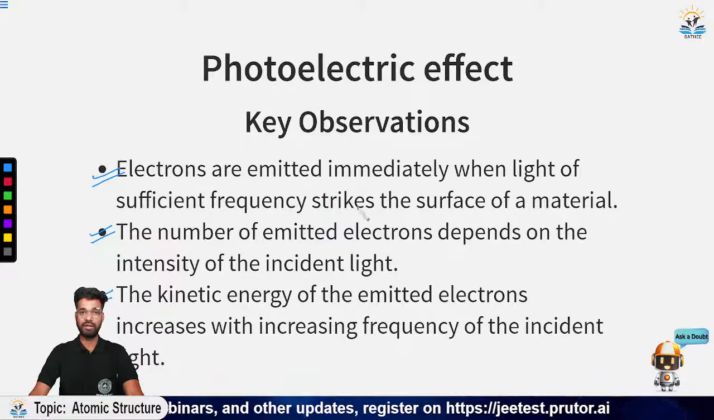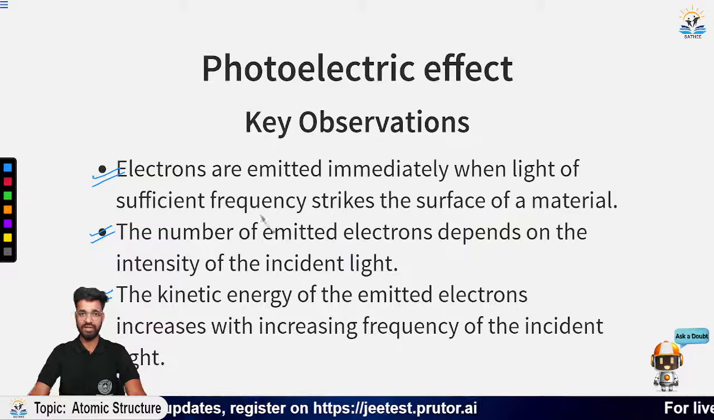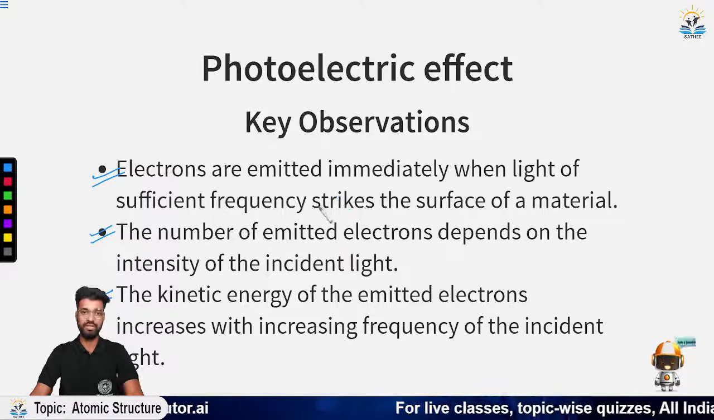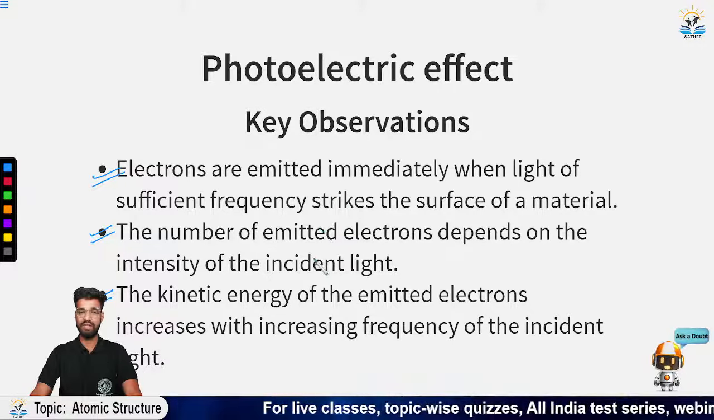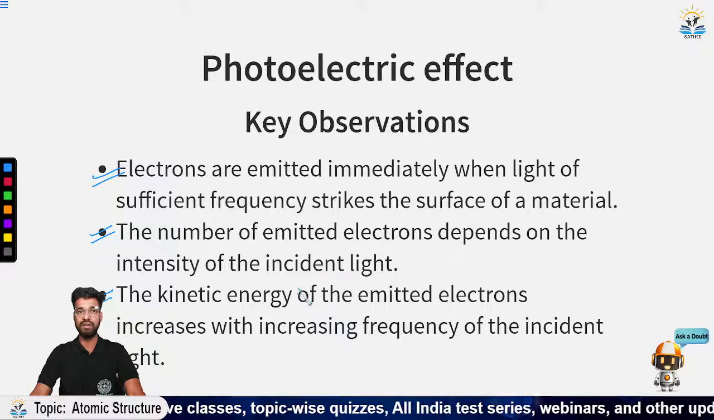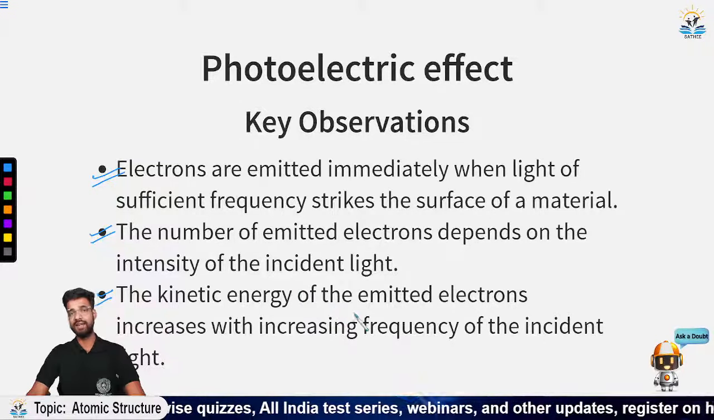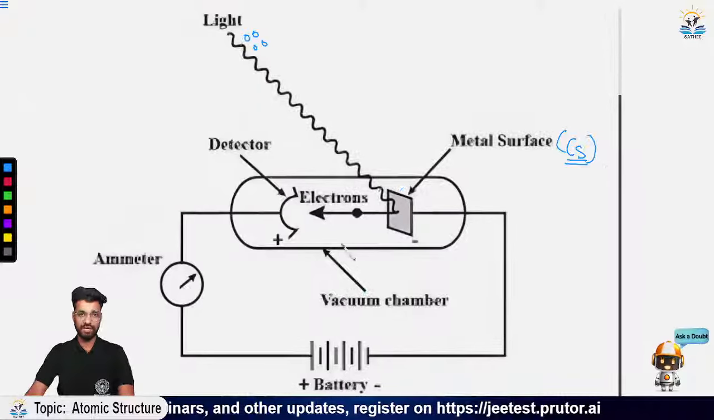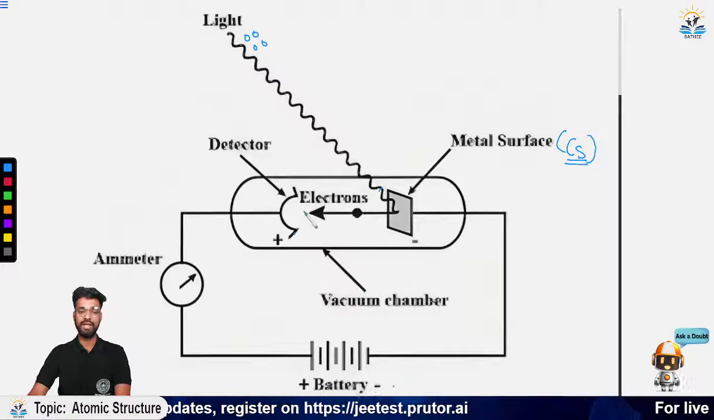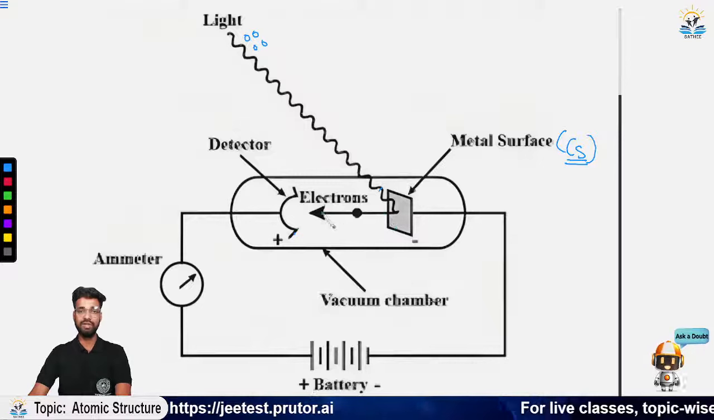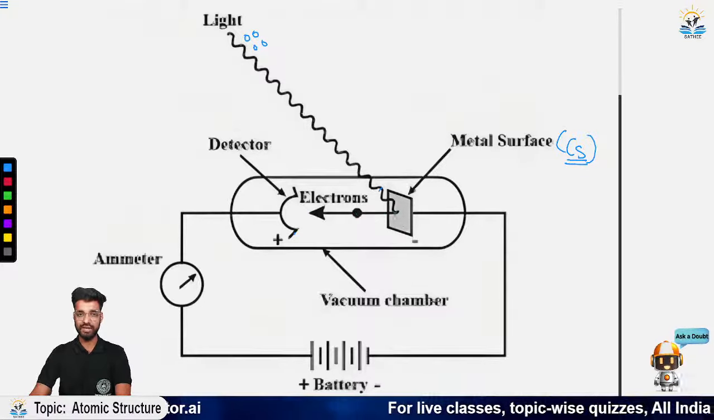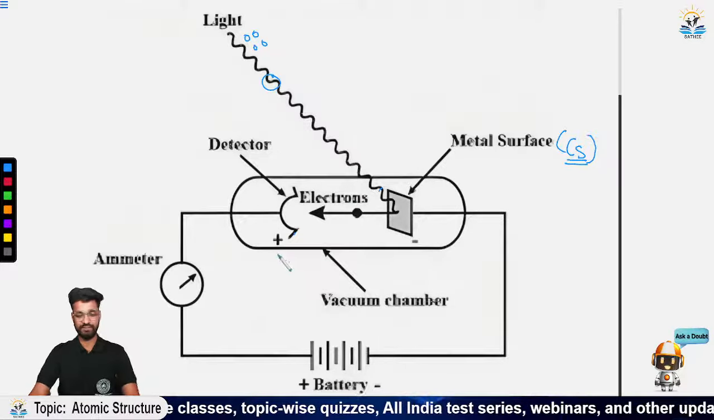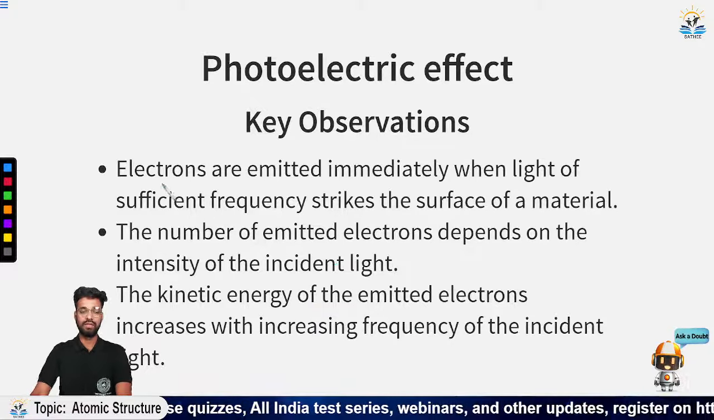So we have three points. First, when light of sufficient frequency is incident on the metal surface, we see a deflection. As we increase the intensity, the number of emitted electrons increases, and hence the current. And as we increase the frequency, the kinetic energy of the electrons increases. What do I mean by kinetic energy? The electron is traveling from here to here, so it must have some velocity, and due to this velocity it must have some kinetic energy. This kinetic energy increases as we increase the frequency of the incident light. So these are the key points.